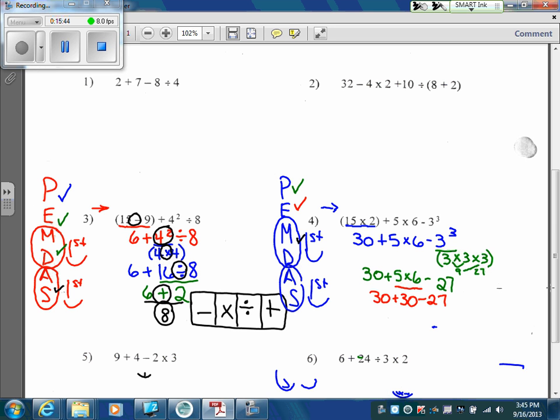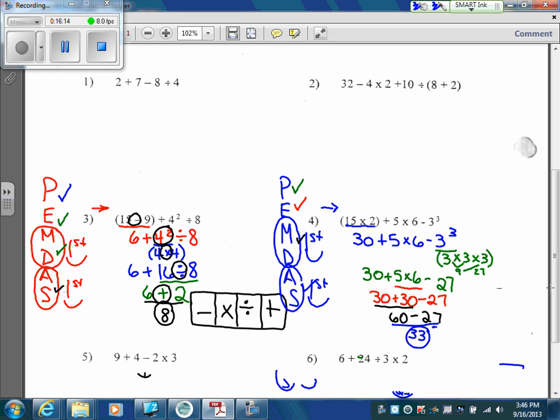Next is add, subtract, whichever one I see first. Scan from left to right. I see addition. 30 plus 30 is 60. Bring down everything else I have not used. Scan left to right. Still looking for addition, subtraction. I'm going to stop. There's subtraction. 60 minus 27 is 33. And I have my answer. Add, subtract is done.